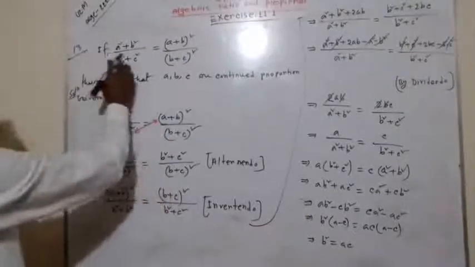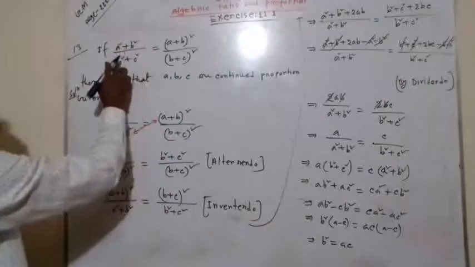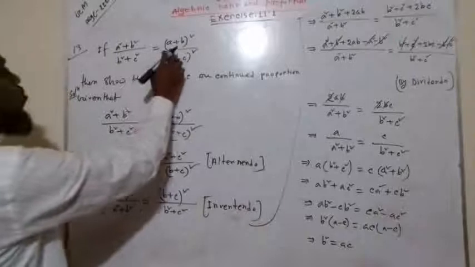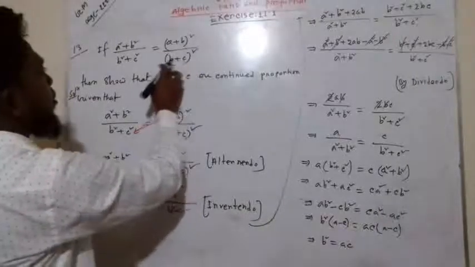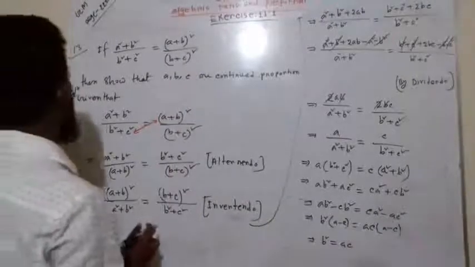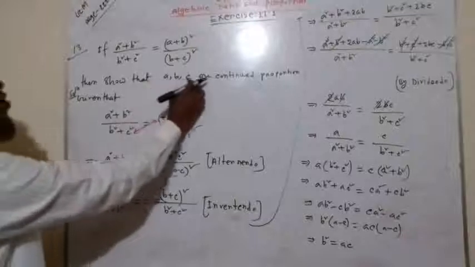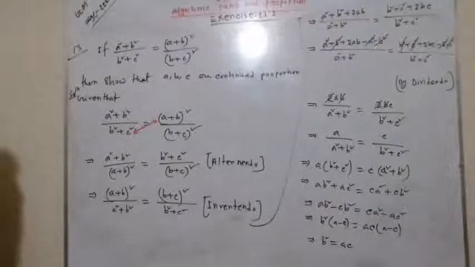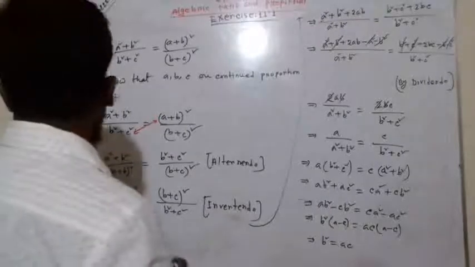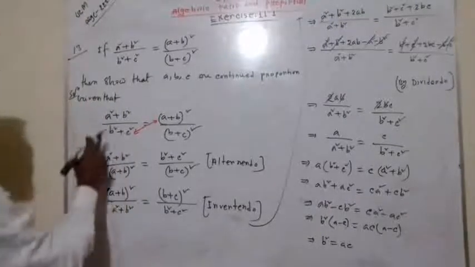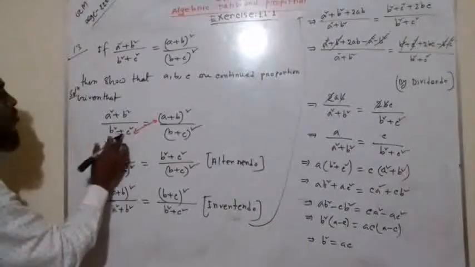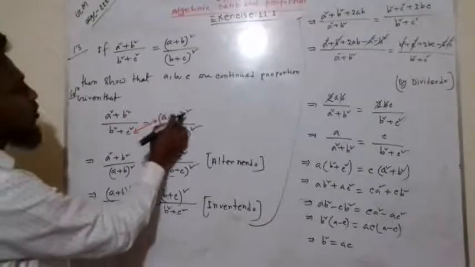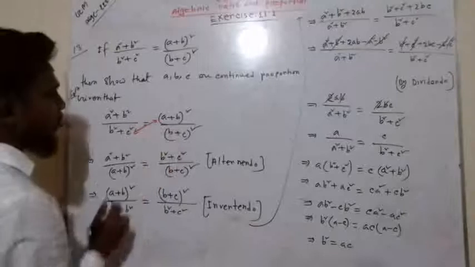Problem number 13. If a square b square divided by b square c square equal to a plus b whole square divided by b plus c whole square, then show that a, b, c are in continued proportion. Now we solve this problem. Given that a square b square divided by b square c square equal to a plus b whole square divided by b plus c whole square.